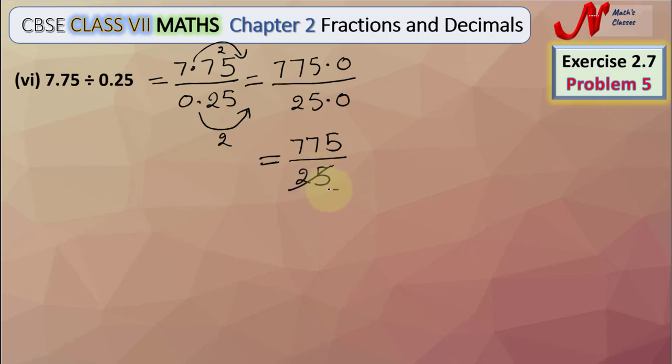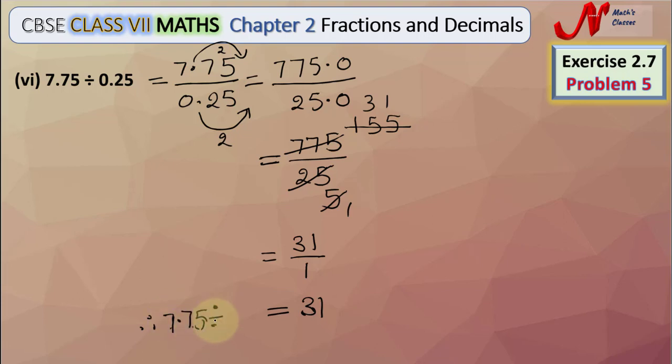By cancellation, 5 fives are 25, 5 ones are 5. Again cancellation, 5 ones are 5, 5 threes are 15, 5 ones are 5. So we get 31 by 1, which can be written as 31. Therefore, 7.75 divided by 0.25 is equal to 31.